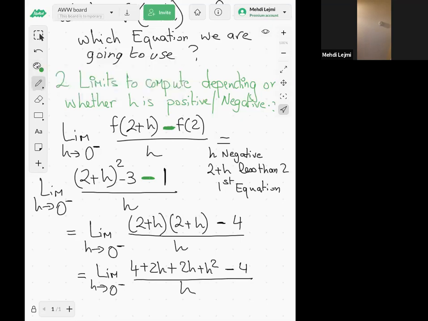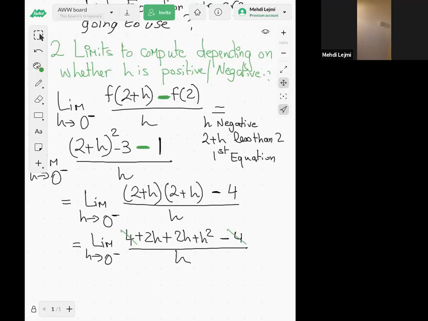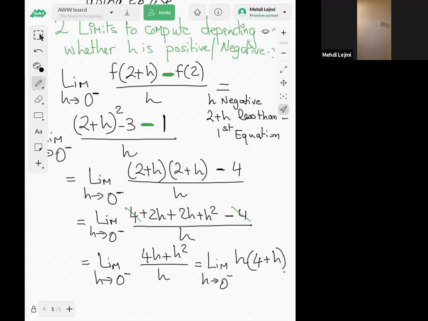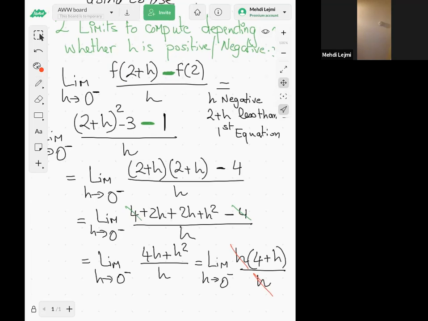And then the 4s here cancel out. So this is limit h going to 0 minus, 2h plus 2h, that would be 4h plus h squared, over h. Of course here, if you replace h by 0, we're going to have 0 over 0. That's an indeterminate form, so we have to factor. And in the top, you can factor out h as a common factor. So that's h times 4 plus h times h, that would be h squared, the whole thing divided by h. All right, so then of course the h cancels out.